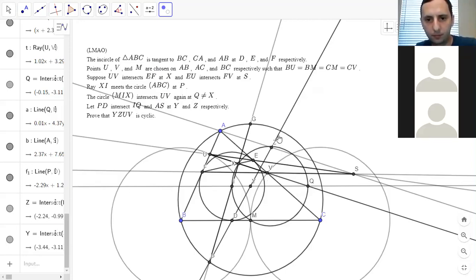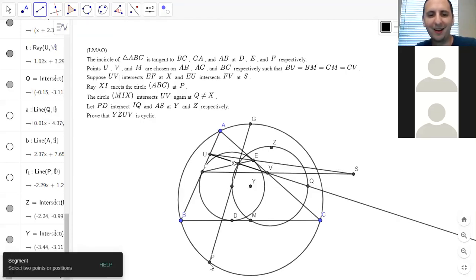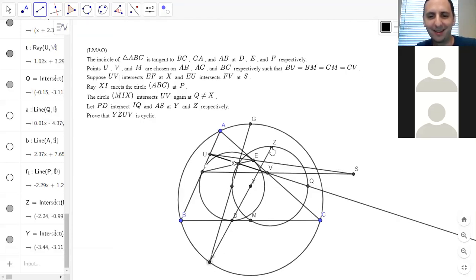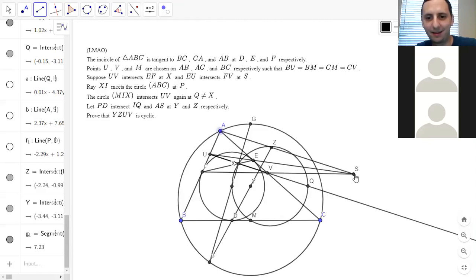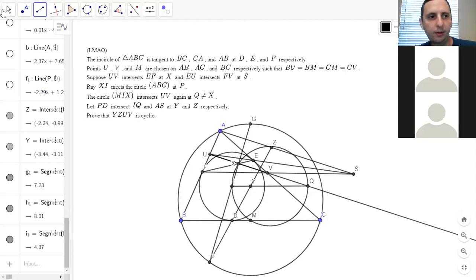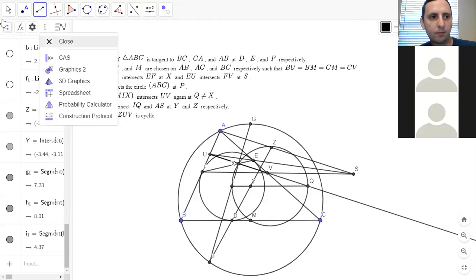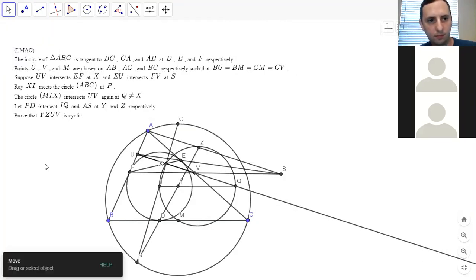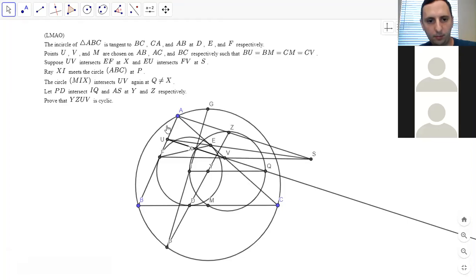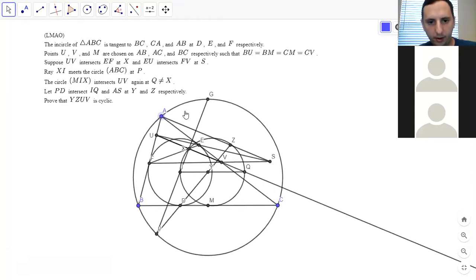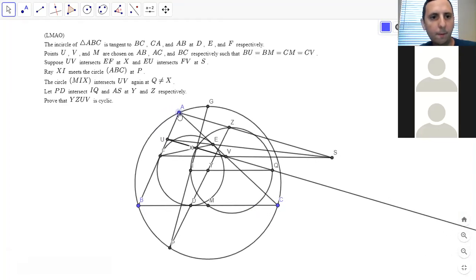I think this cannot be easy because this one was problem 3. Oh yeah? Then it must be pretty hard. So it looks like IQ is parallel to BC. Not sure if that looks true though. Yeah, IQ looks parallel to BC.